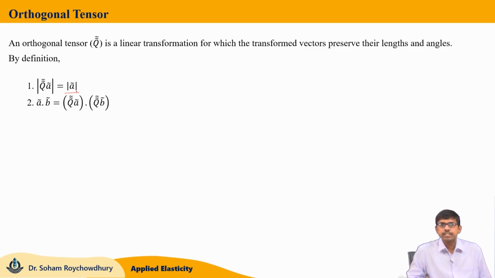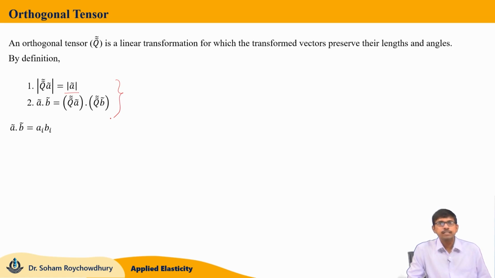Now, coming to the second definition point, which is that the angles between two vectors are also preserved. So, let us take two vectors A and B, and their angle is basically defined through their dot product. So, A dot B is equal to Q times A dot Q times B. If these two conditions are satisfied, then Q can be defined as an orthogonal tensor.